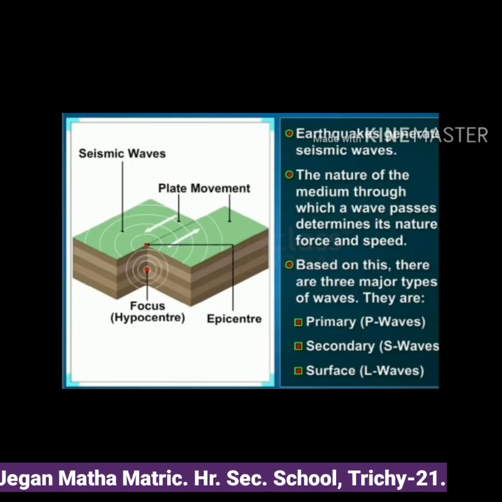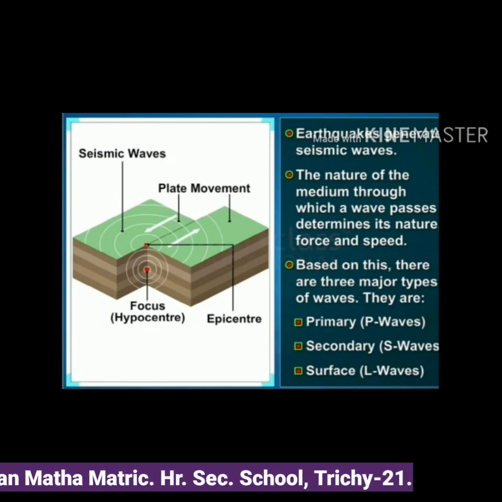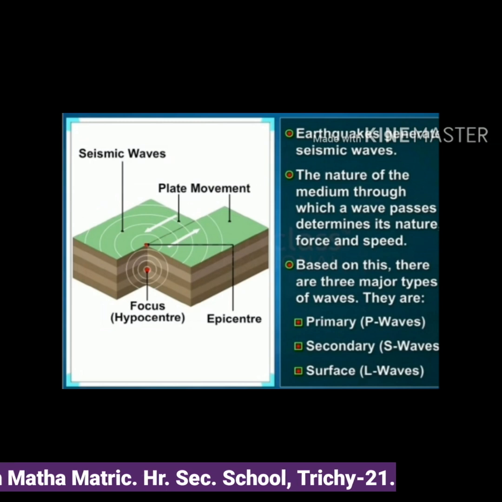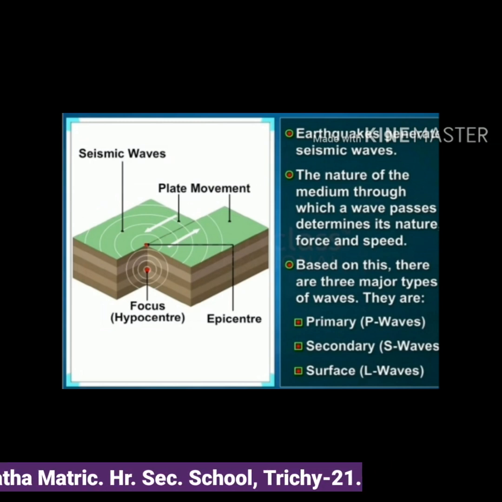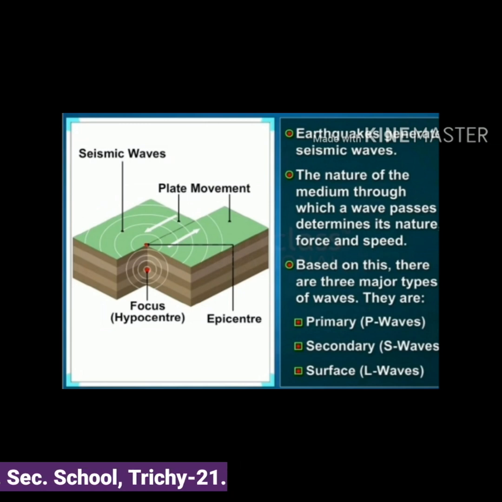Earthquakes generate seismic waves. The nature of the medium through which a wave passes determines its nature, force and speed. Based on this, there are three major types of waves: primary waves, secondary waves and surface waves, shortly called P waves, S waves and L waves.